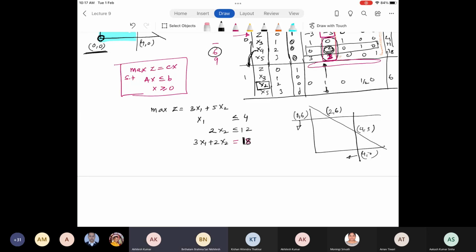Sir, on the line 3x1 plus 2x2 equal to 18. Is he right, Akshat? Sir, that between those lines, like x1 equal to 4. I got it, Nicholas. Akshat, yes, sir. Is he saying right? Yes, sir. Why?